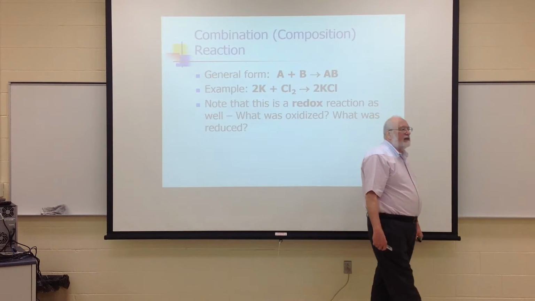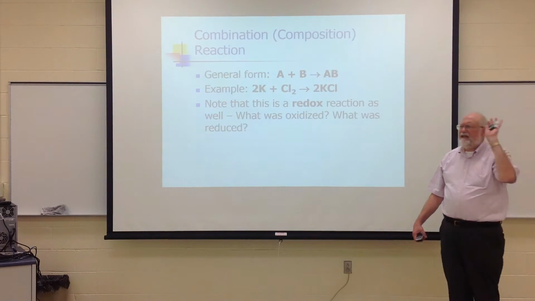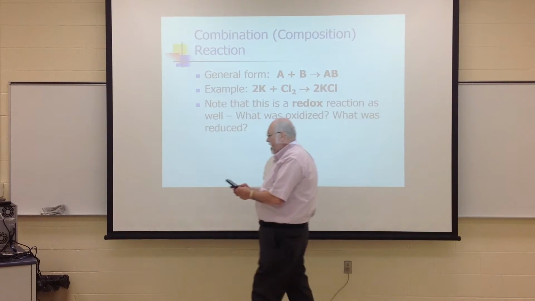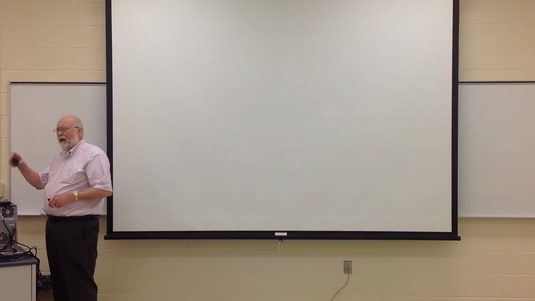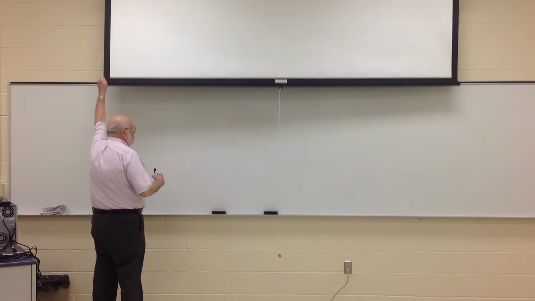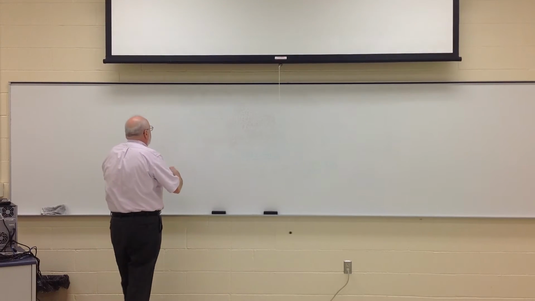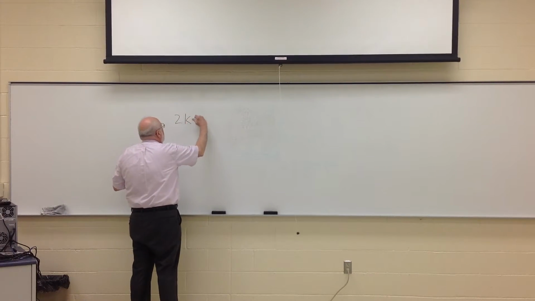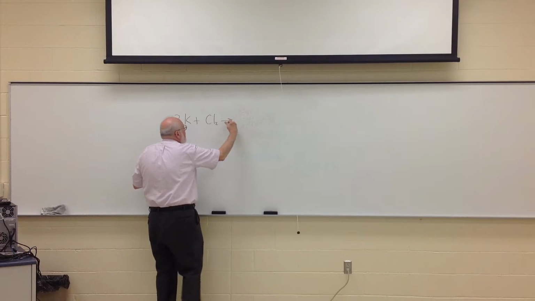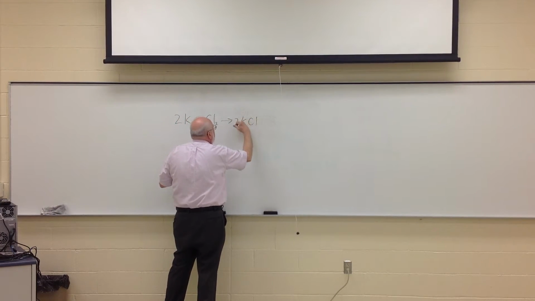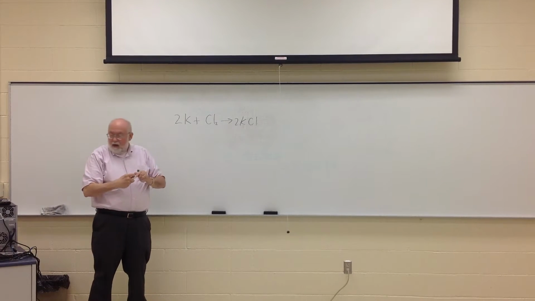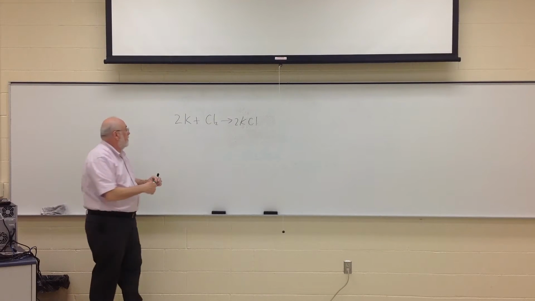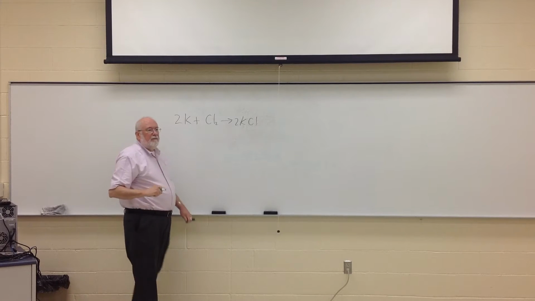So what was oxidized and what was reduced? Well, that's easy to figure out. Let's write this over on the board and we'll play around with it a little bit. So up we go. I've got potassium and chlorine, and I end up with potassium chloride. Now, what is the charge over here on the left of this potassium?